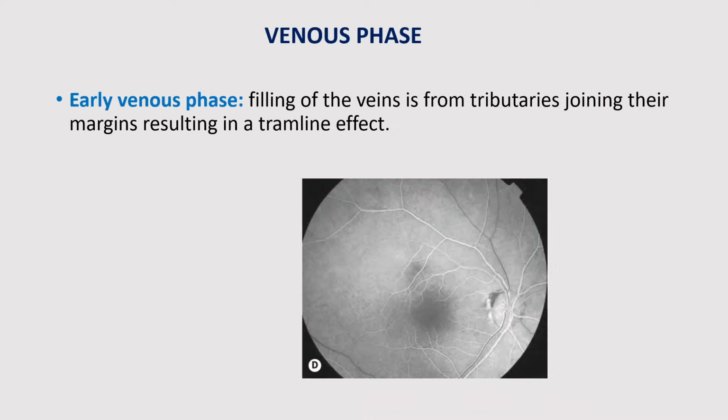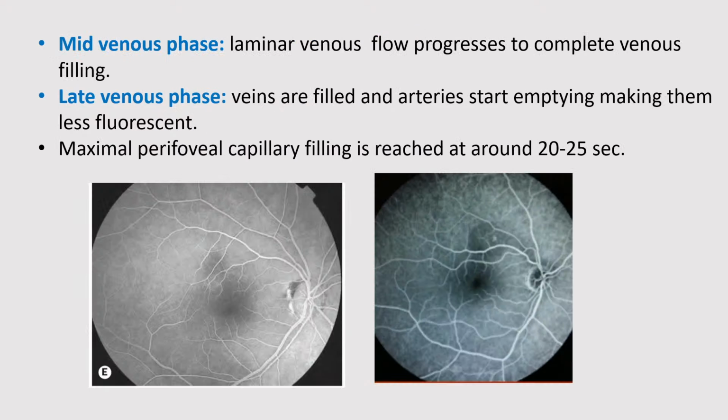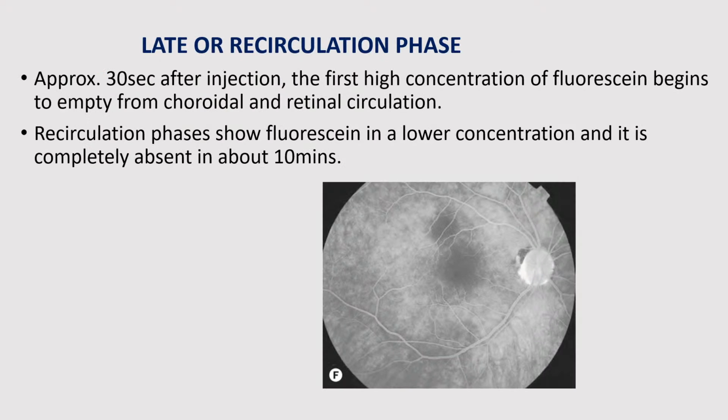Venous phase. In the early venous phase, filling of the veins is from the tributaries joining at their margins, resulting in a tramline effect. In the mid-venous phase, laminar venous flow progresses to complete venous filling. In the late venous phase, veins are filled and arteries start emptying, making them less fluorescent. Maximal perifoveal capillary filling is reached around 20 to 25 seconds. In the late or recirculation phase, approximately 30 seconds after injection, the first high concentration of fluorescein begins to empty from choroidal and retinal circulation. The recirculation phase shows fluorescein in a lower concentration and it is completely absent in about 10 minutes.